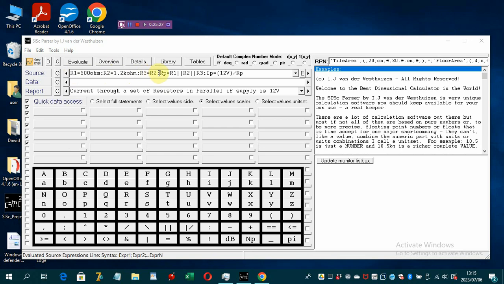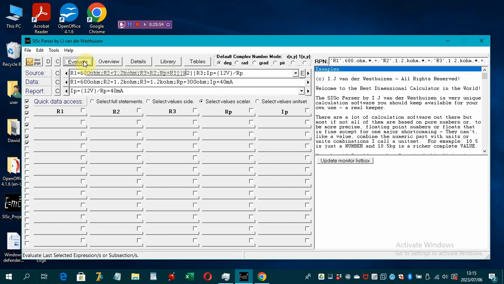Then we calculate Rp, which is R1 in parallel with R2 in parallel with R3, and our current through the parallel resistors, if we have a 12 volt supply here, is Ip, that's the parallel current through the whole set of parallel resistors, is 12 volt divided by Rp. Let's see what we get. We hit evaluate, and there's your solution.